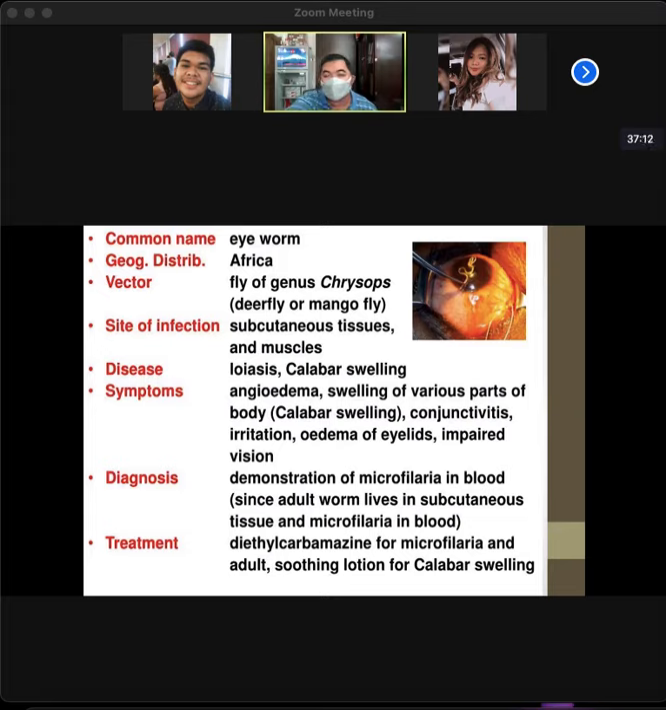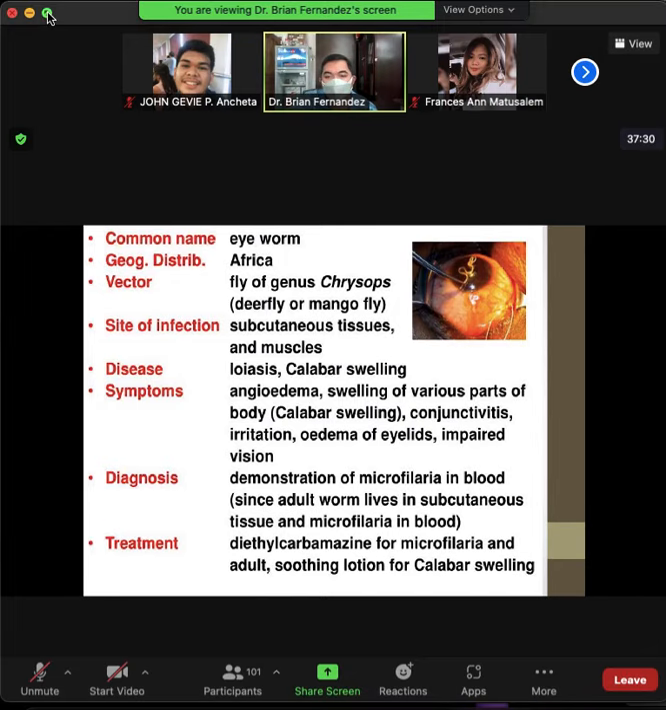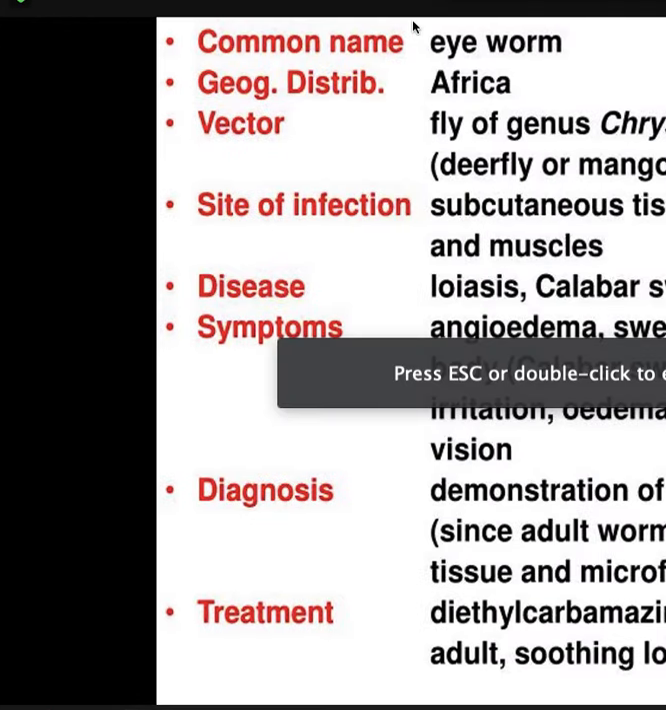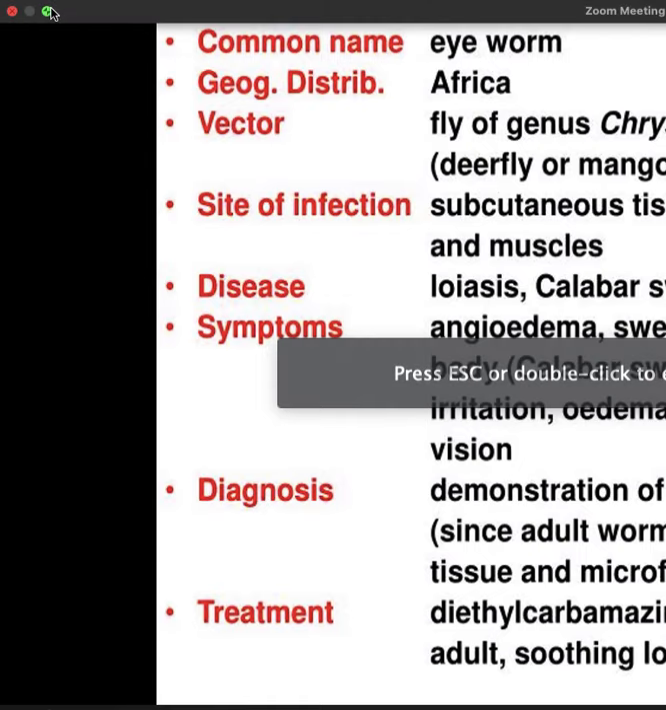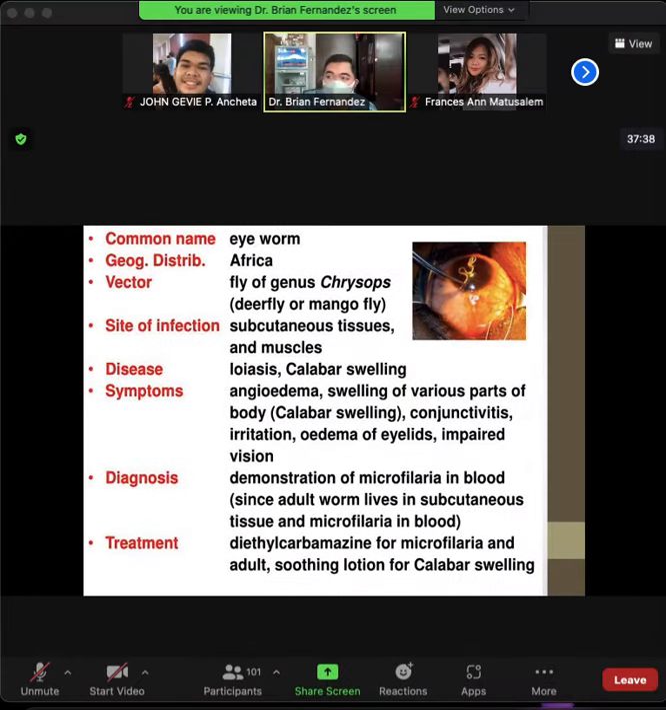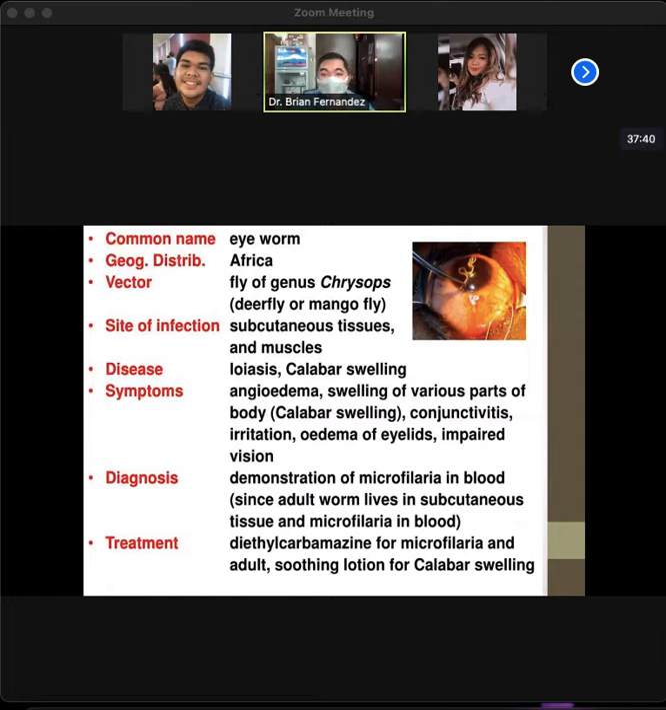So if they ask you what is the nematode that is causing Calabar swelling, remember the Loa loa. Calabar swelling means there's swelling in different areas. Since this one is an eyeworm, it causes some angioedema, conjunctivitis, some redness, irritation, and sometimes some hemorrhages in the eye.